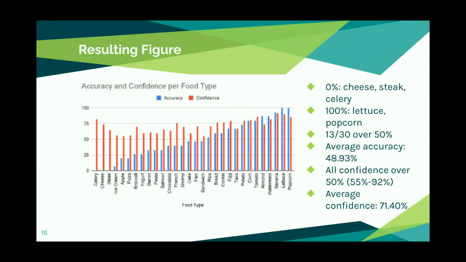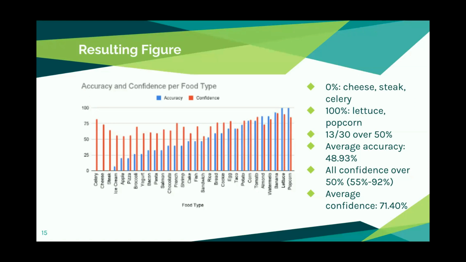The foods closest to 50% accuracy were a tie between cake, fish, and sandwich at 47%, and rice at 53%. Out of the 30 foods tested, 13 of them were over 50% accuracy, which is approximately 43% of all the foods being sufficiently accurate if we say 50% is the threshold. And the average accuracy between all 30 foods was 48.93%.